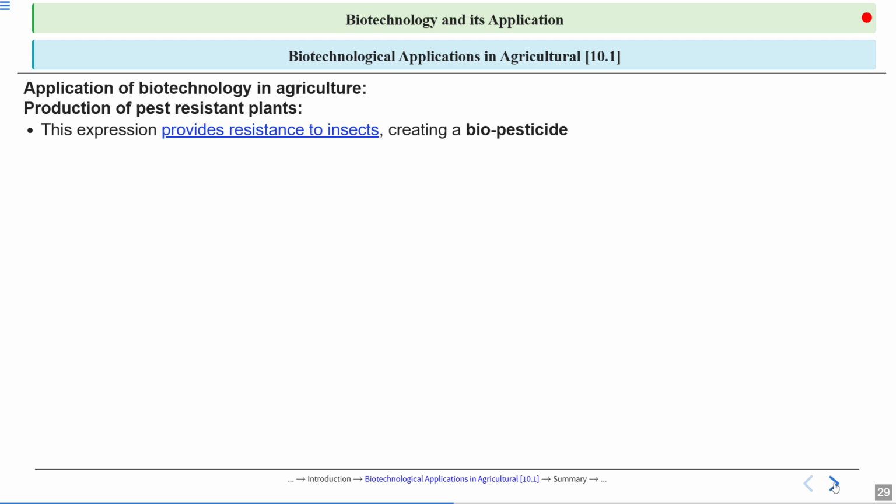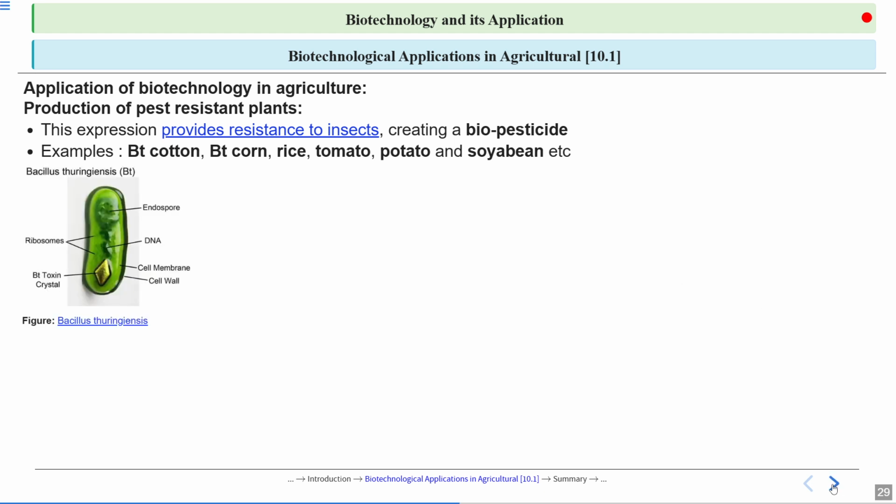Now what can this Bt toxin help us with? If we clone and express this Bt toxin gene in a plant, this expression provides resistance to insects, thus creating a biopesticide. So when we clone and express that Bt toxin gene in a plant, the plant becomes resistant to insects. Now it is a biopesticide, meaning it is resistant to insects. For example, Bt cotton, Bt corn, rice, tomato, potato, soybean, and many more.